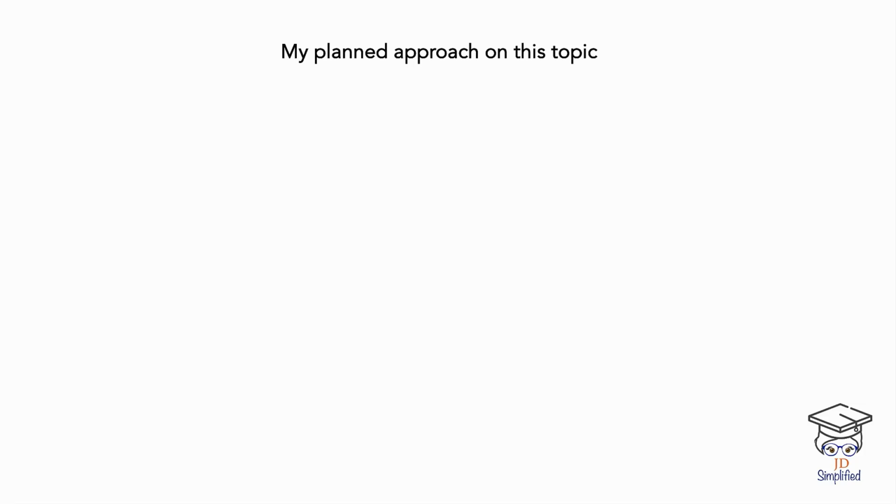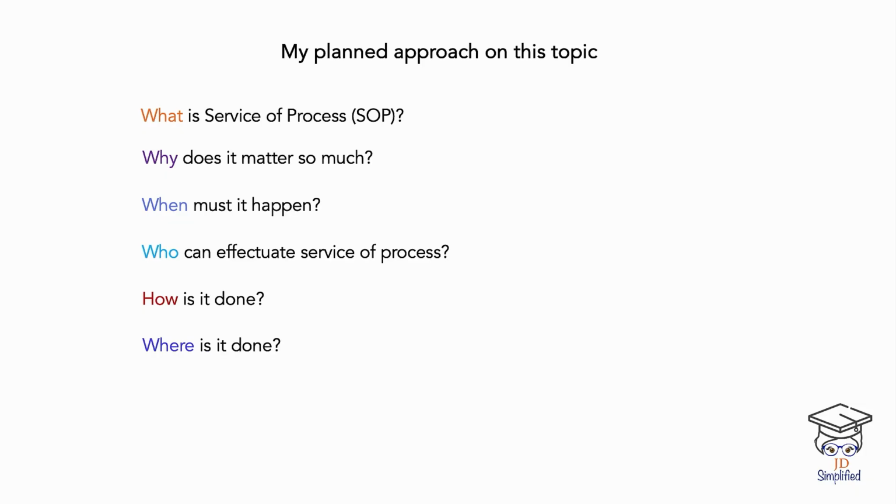We are going to learn the what, why, when, who, how, where of service of process. What is service of process? Why does it matter so much? When must it happen? Who can effectuate service of process? How is it done? Where is it done? We're also going to cover waiver and immunity.